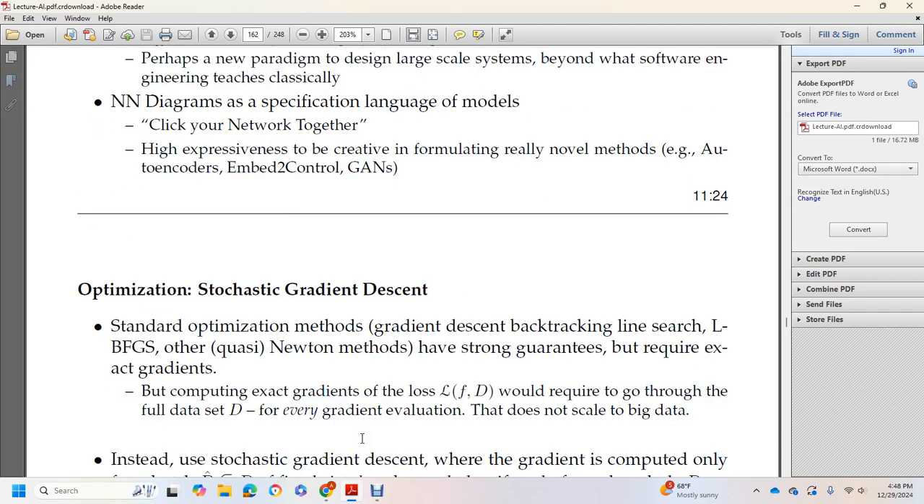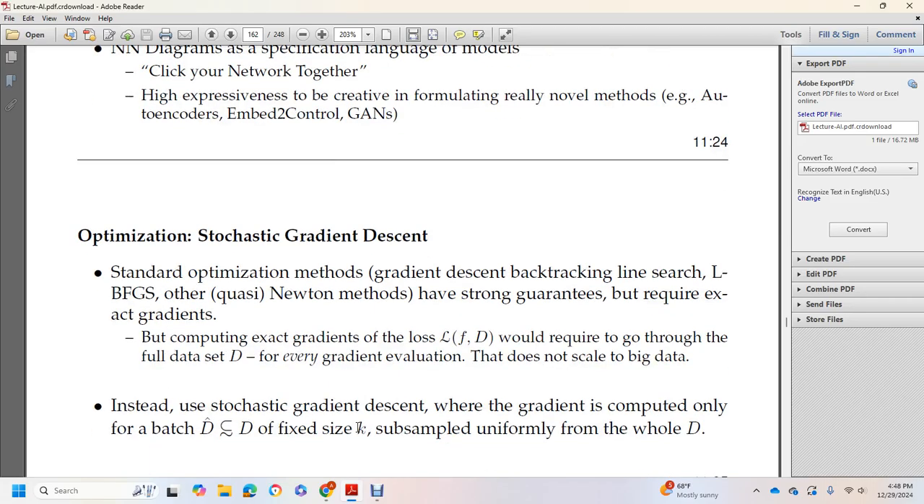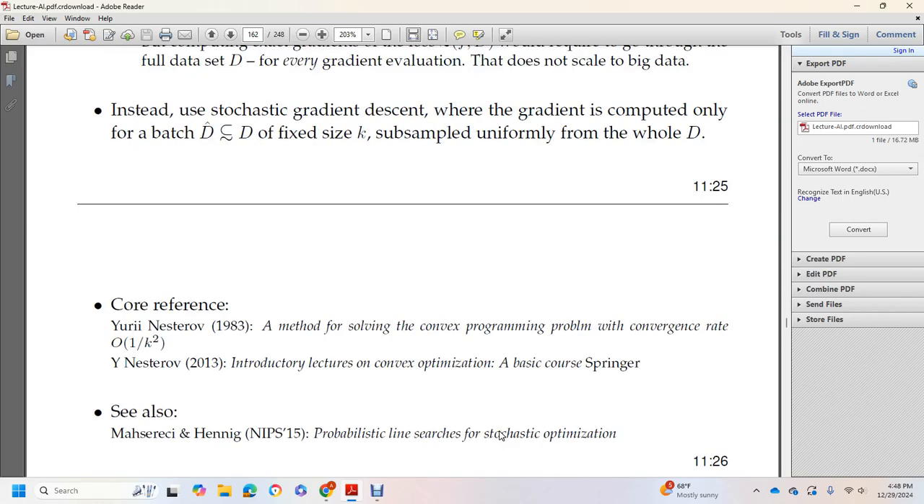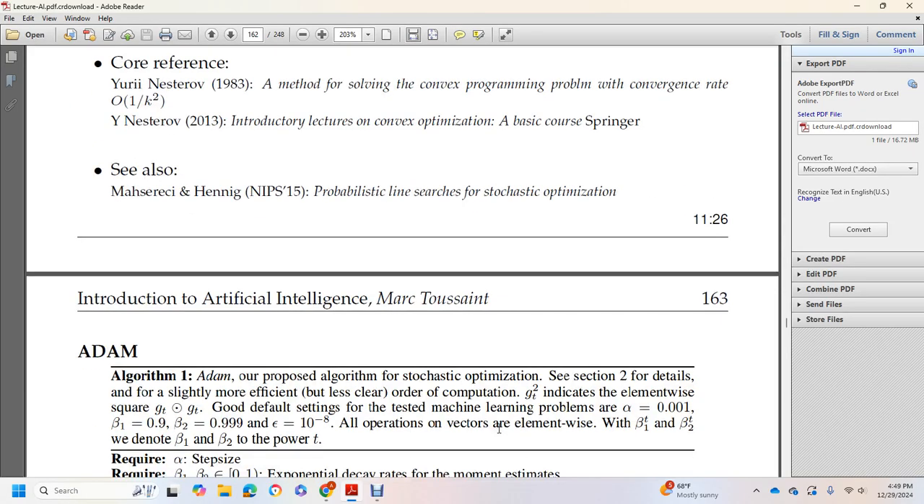Optimization: standard optimization with gradient descent, backtracking, line search, L-BFGS, and other quasi-Newton methods come with strong guarantees but require the exact gradients. Computing exact gradients for the loss would require going through the full set of data with every gradient evaluation, which does not scale with big data. Instead we use stochastic gradient descent, where the gradient is computed only with a batch of the data set D, a fixed size K, sampled uniformly from D.